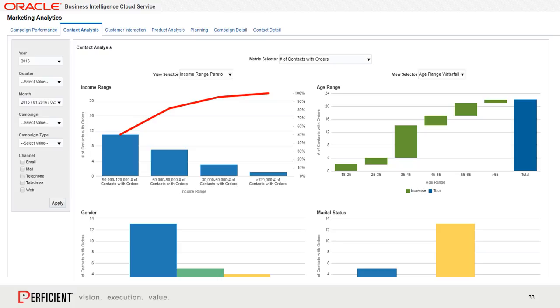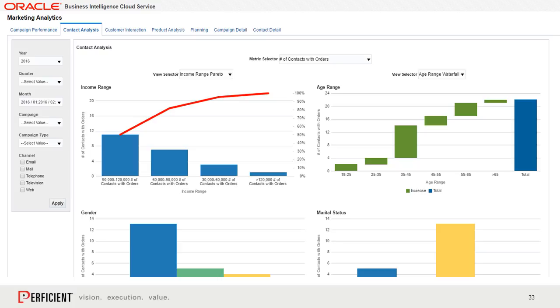So this dashboard page analyzes my customer demographics. What we're looking at here are analysis by income range, age group, gender, and marital status. And of course, more can be added based on the nature of your business. By looking at the income range Pareto chart, I can easily see that if I target the cohort in the income range from 60,000 to 120,000, I'm targeting close to 80% of my customers.